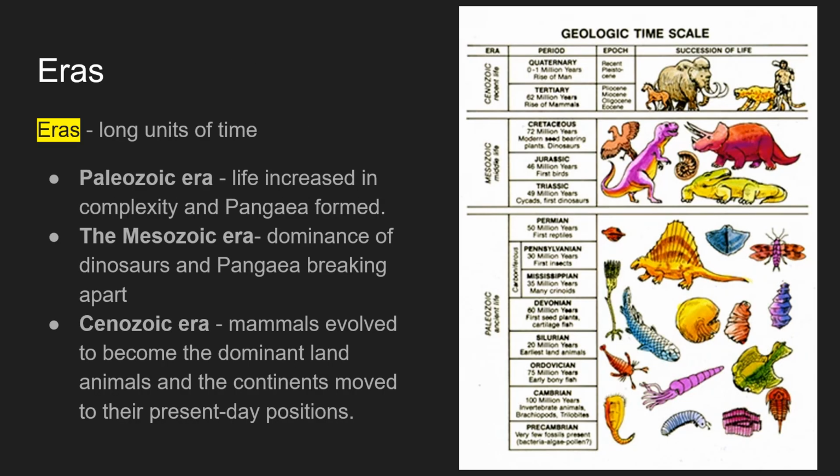Eras. Eras are long units of time. There's the Paleozoic era, where life increased in complexity and Pangea formed. The Mesozoic era is the dominance of dinosaurs and Pangea breaking apart. The Cenozoic era is when mammals evolved to become the dominant land animals and the continents moved to their present-day positions.